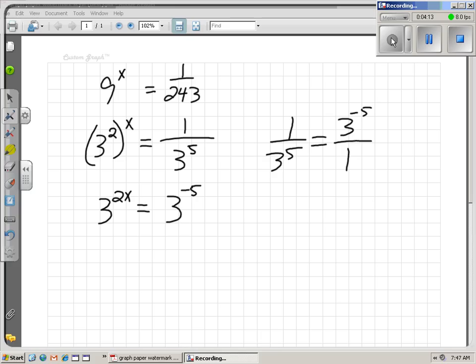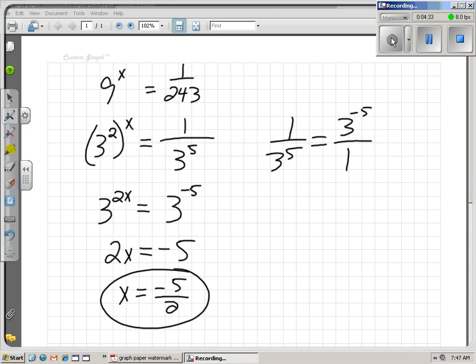Now, since our 3's are equal to each other, it makes sense that our exponents must be equal to each other. That's just logical. It's an equation. If our 3's match up, our exponents must match up. So set them equal to each other and solve, and you get negative 5 over 2 must be our exponent, and we do it without logarithms. So you have to decide when to use logarithms. Sometimes it's easier if you just use powers and exponents like I did here.